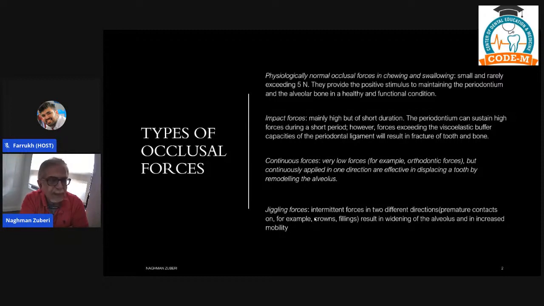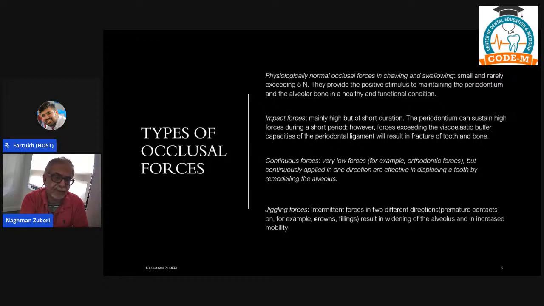Impact forces are mainly high, but they are of short duration. The periodontium can sustain high forces during a short period. However, forces which exceed the viscoelastic buffer capacities of the periodontal ligament will result in fracture of the tooth or at times even the supporting bone.